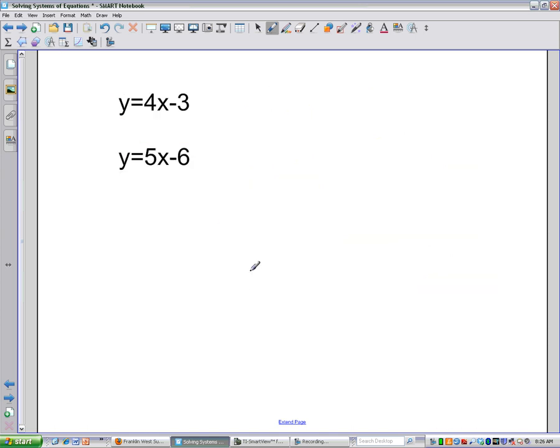I will leave this one for you to do. The basic thing is we're going to set them equal to each other, so we start with 4x minus 3 equals 5x minus 6. I'm going to let you do that one and show me tomorrow in class.